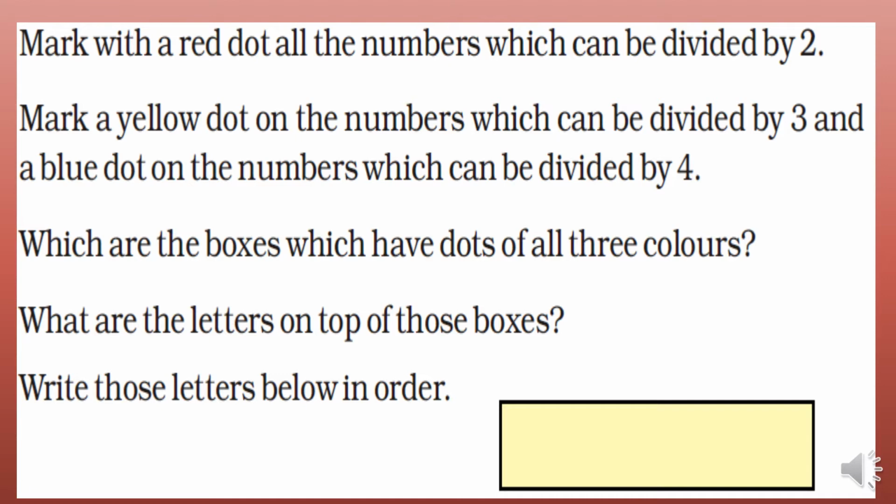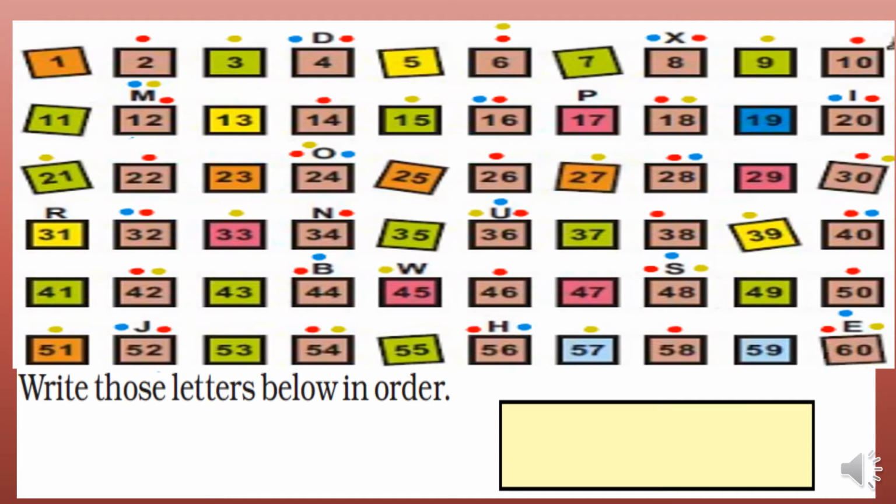So which are the boxes which have dots of all 3 colors? What are the letters on the top of those boxes? I will show you which are the numbers with all 3 dots. Here you can see 12, then 24, 36, 48 and 60. So which are the alphabets written over those numbers? That is M-O-U-S-E. Write those letters below in order. So Monto cat is waiting for the mouse.